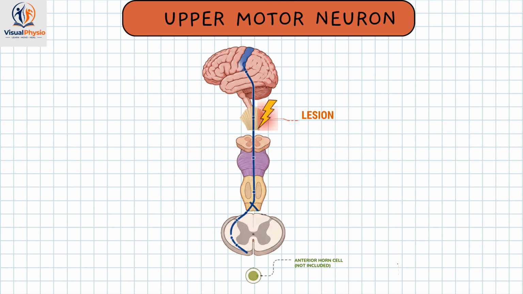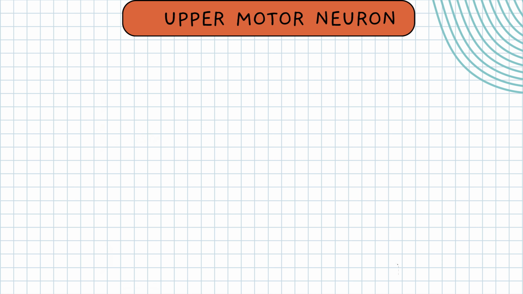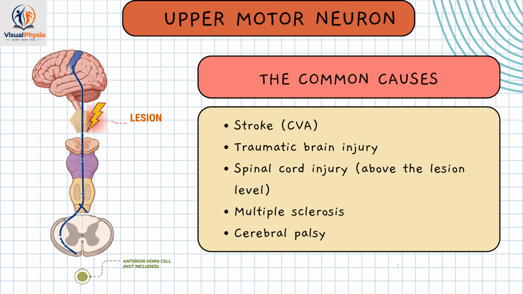Now, let's zoom into the upper motor neuron pathway first. It starts in the brain, travels down through the brainstem, crosses over and runs down the spinal cord until it synapses onto the anterior horn cell. A lesion anywhere along this route can come from a stroke, a traumatic brain injury, a spinal cord injury above the level of lesion, multiple sclerosis or cerebral palsy.